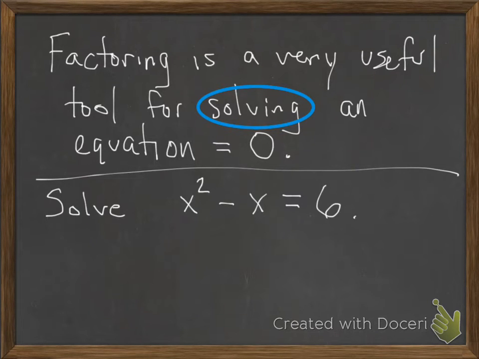Let's solve x squared minus x equals 6. First off, it's not equal to 0, so you have to get it set equal to 0. And then you factor it.